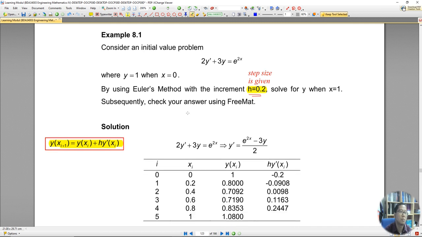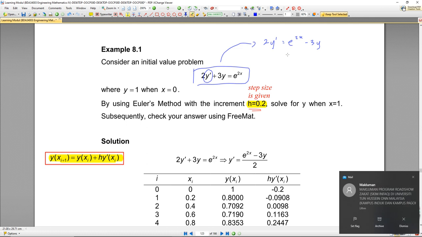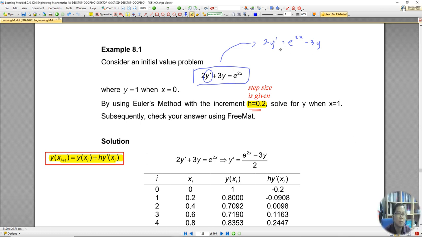Okay, let's go to example 8.1. We have this function, 2y prime plus 3y equals e to the power of 2x. In this case, the first step is to rearrange the equation to have y prime only. So 2y prime is equal to e^(2x) minus 3y, and then divided by 2.